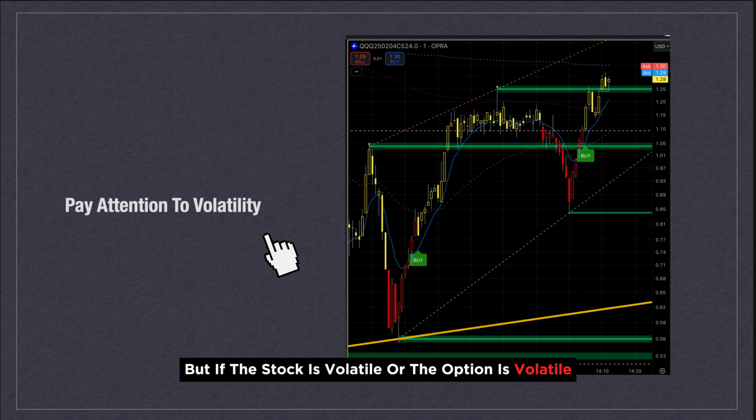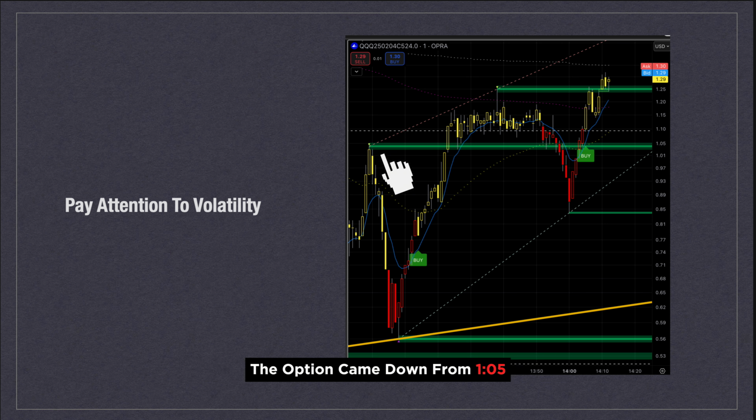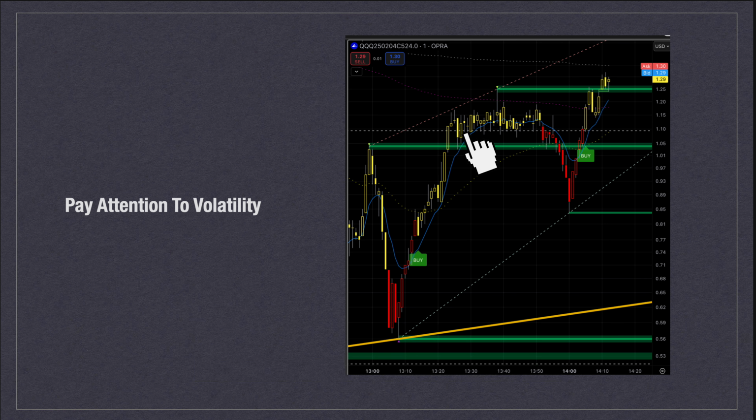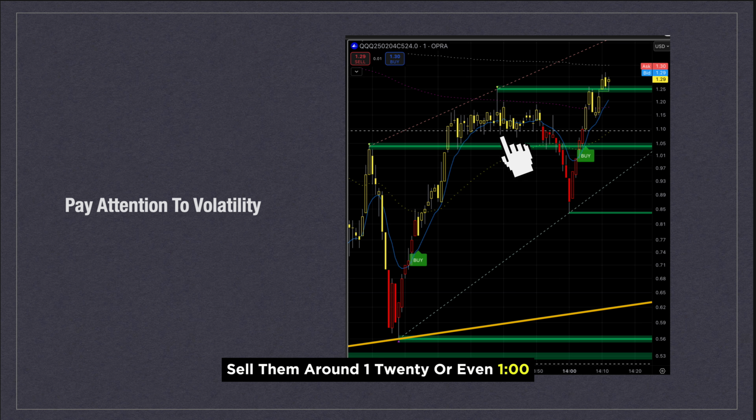But if the stock is volatile or the option is volatile, something like this, the option came down from 105 all the way down to 62 cents, then it started bouncing back up. This is where you can go long and grab these options around 80 cents, sell them around 120 or even 110 and have a nice little trade, right?